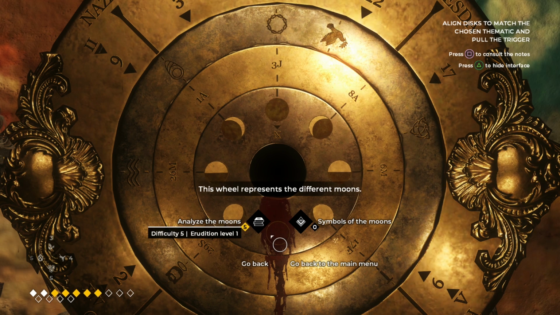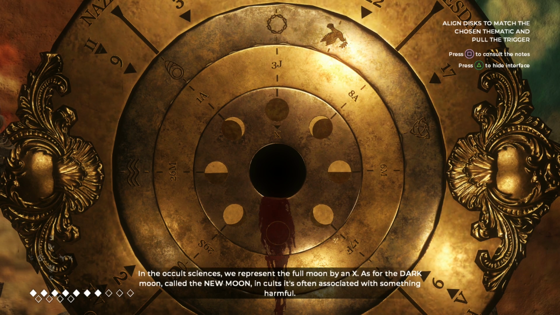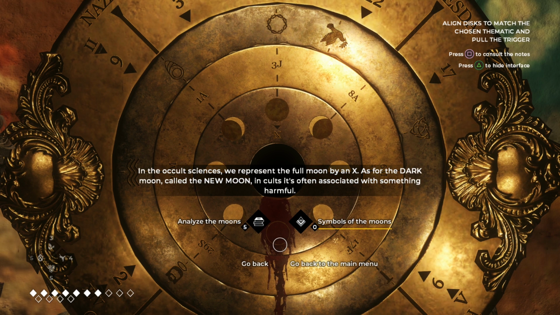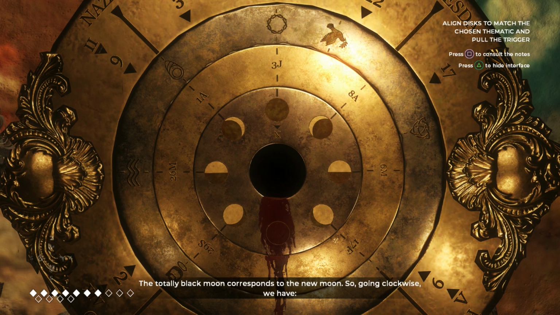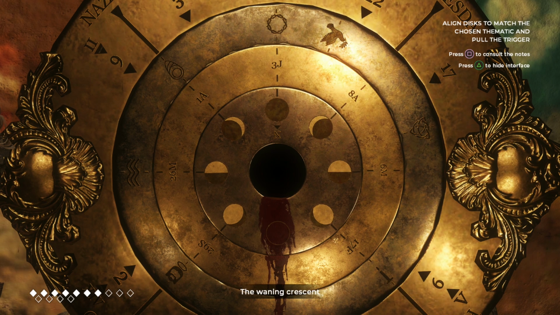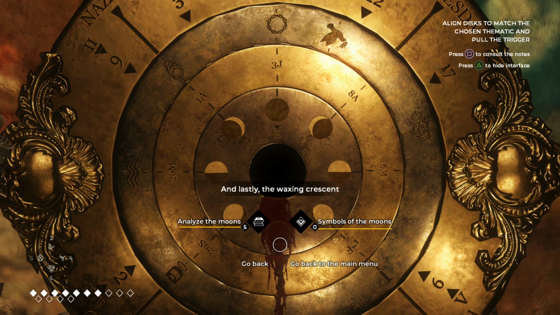This wheel represents the different moons. In the occult sciences, we represent the full moon by an X. As for the dark moon, called the new moon, in cults, it's often associated with something harmful. Okay, let's do another free one here. The totally black moon corresponds to the new moon. So, going clockwise, we have the waning crescent, the last quarter, the waning gibbous, the full moon, the waxing gibbous, the first quarter, and lastly, the waxing crescent. Okay, I have no idea.